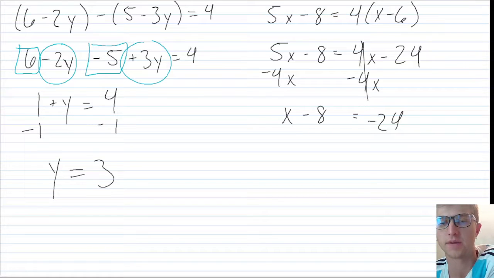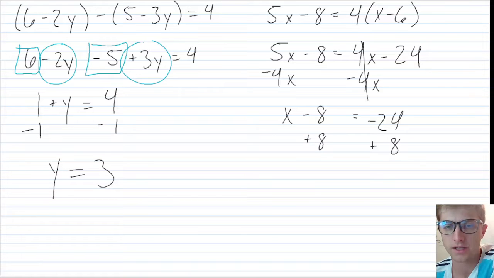We didn't touch the negative 8. What's happening to x? It's being subtracted by 8. The opposite of subtraction by 8 is addition by 8. What we do to one side, we'll do to the other. We're left with x. Negative 24 plus 8 gives us negative 16, I think.